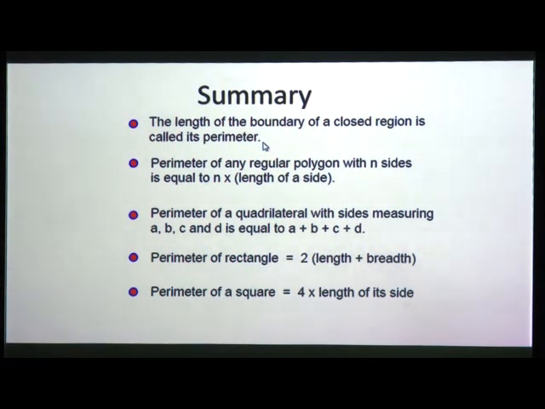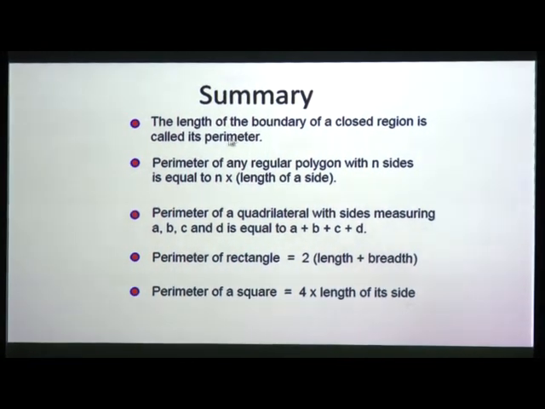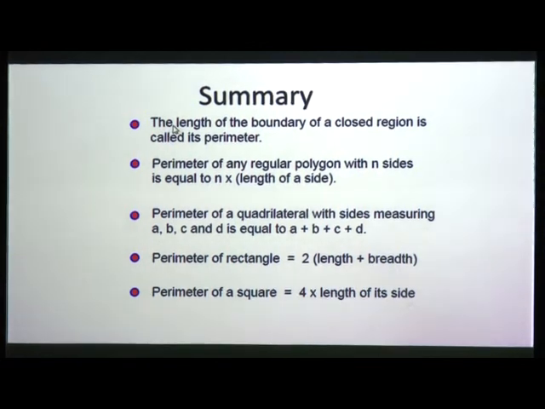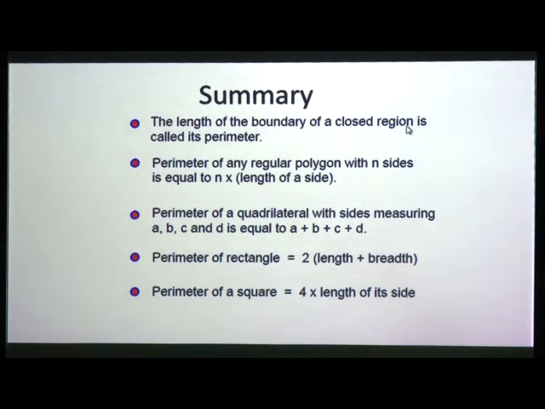Now, already we had started; at that time only I told what a perimeter is. This is the definition: the length of the boundary of a closed region. When the figure is a closed region, its boundary length is called the perimeter.